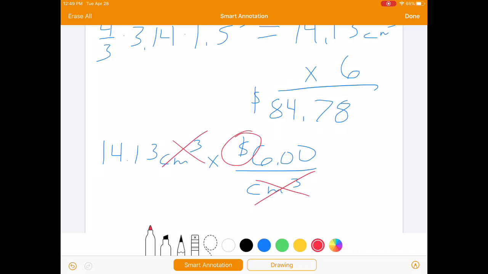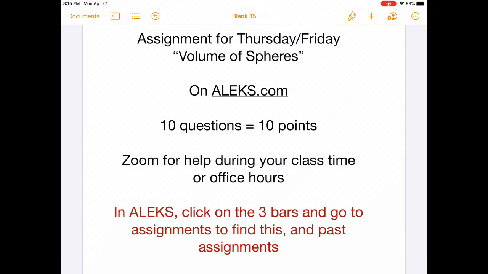So after I finished that problem, I thought, hey, here's a quick thing that I want to go over to make sure that you understand why the unit is actually dollars for this problem. Your assignment for the later part of this week is on ALEKS again, called Volume of Spheres. It's another 10-question, 10-point assignment. Don't forget to jump in my Zoom room if you need help during your class time or during office hours.